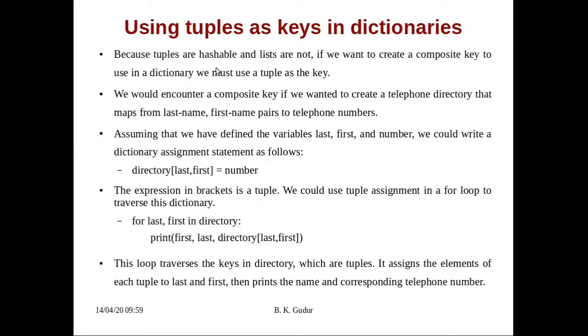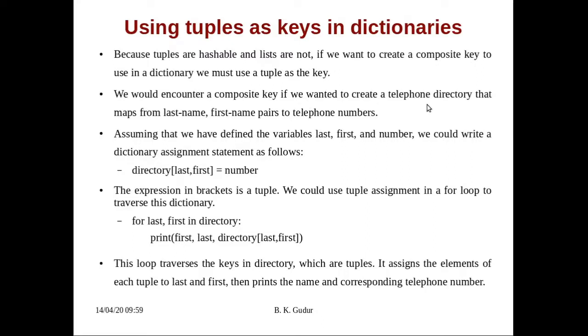Okay, because tuples are hashable and lists are not, the elements of tuples can be easily accessed using an index. If we want to create a composite key to use in a dictionary, we must use a tuple as a key. Means in case of a dictionary, instead of a normal index, we can use a normal key. We can use a tuple as a key, because that key, being a tuple, is hashable, and we can easily get the value. We would encounter a composite key if we wanted to create a telephone directory.